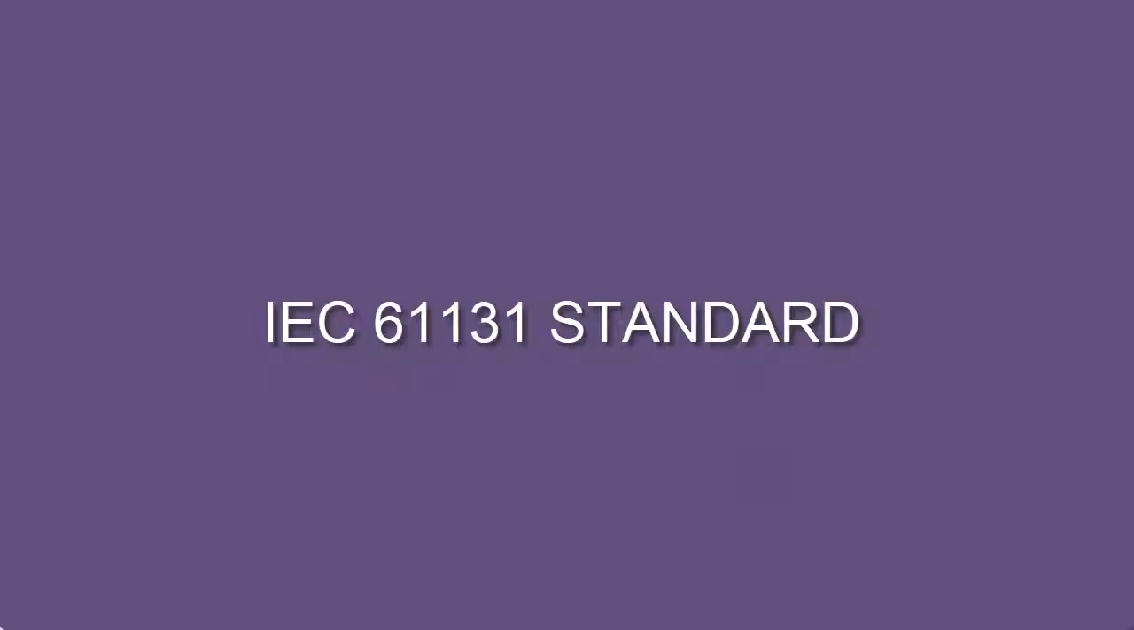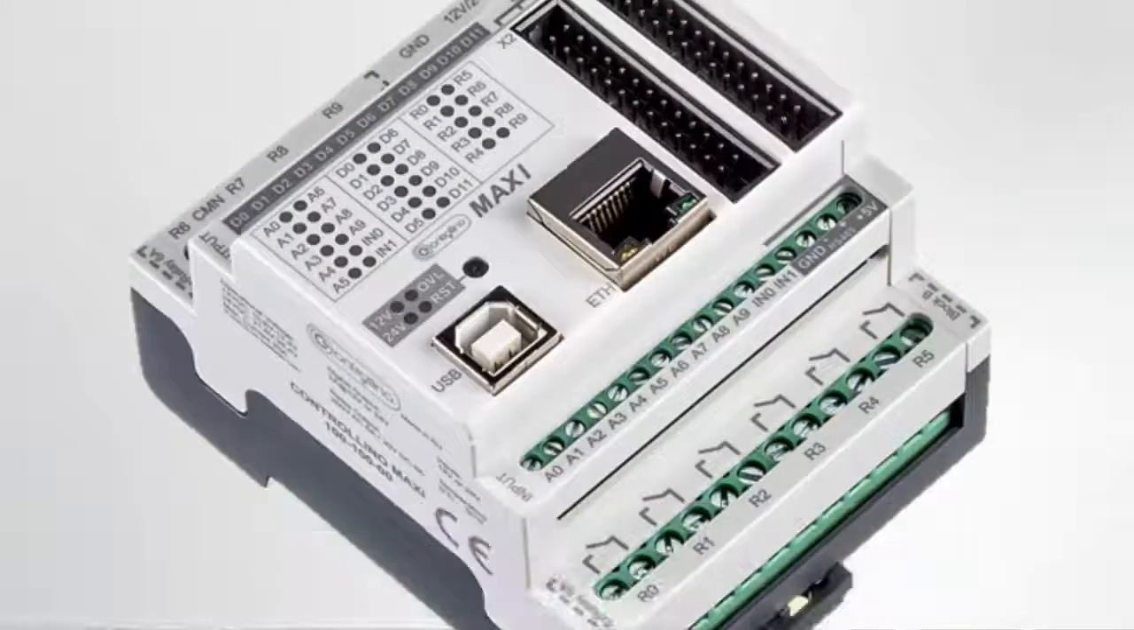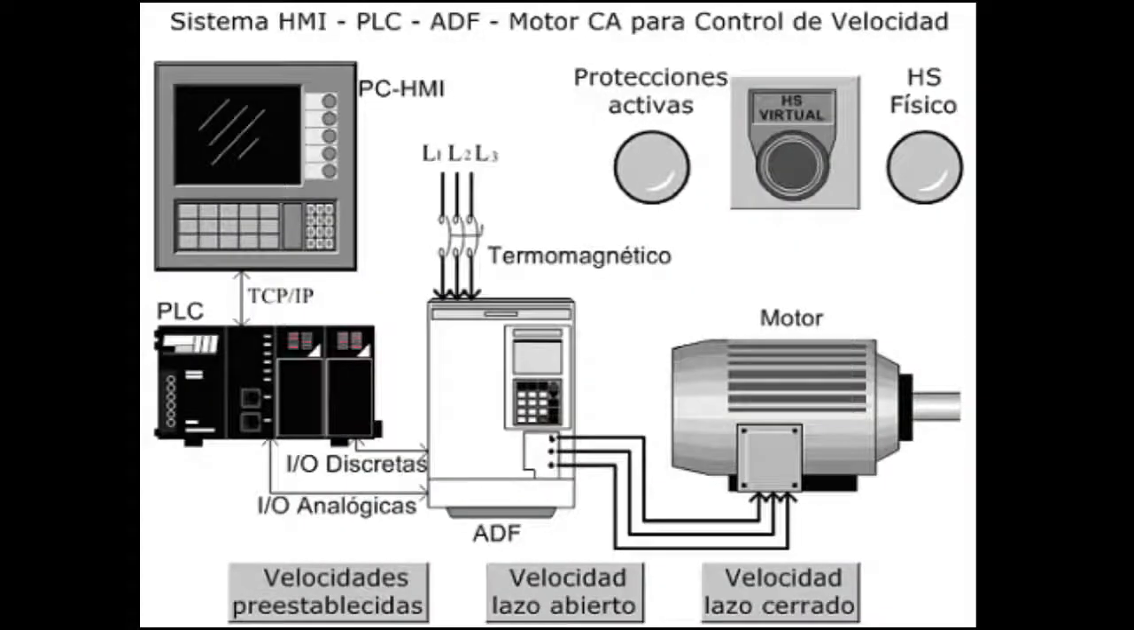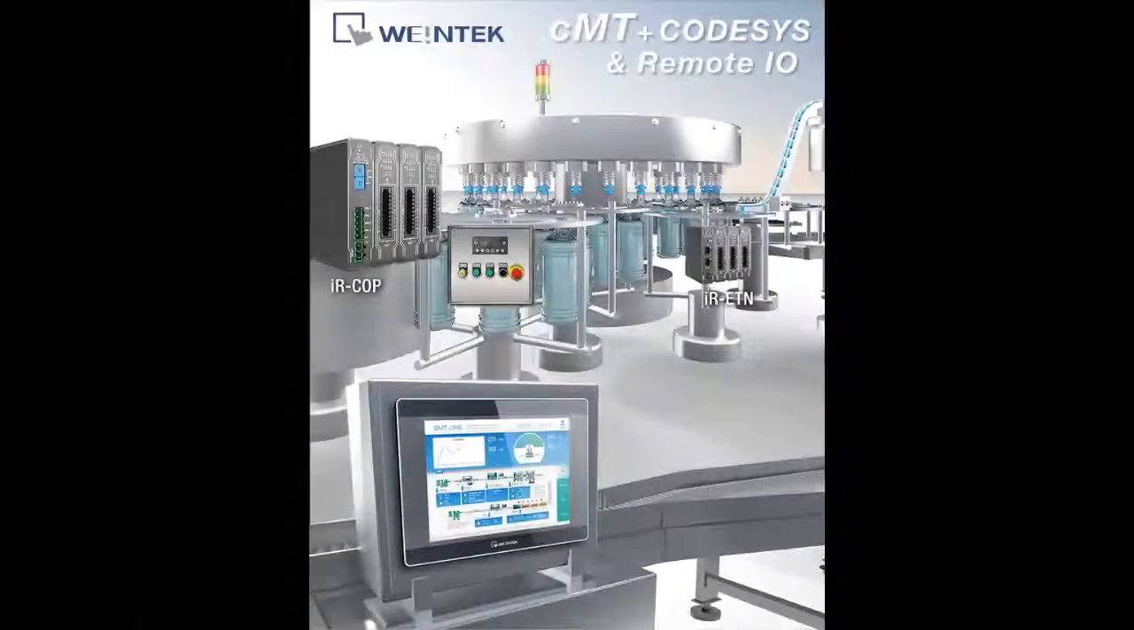IEC 61131. Part 1 is about general information that applies to programmable controllers and their associated peripherals, such as debugging tools, human machine interfaces, etc., which have as their intended use the control and command of machines and industrial processes.